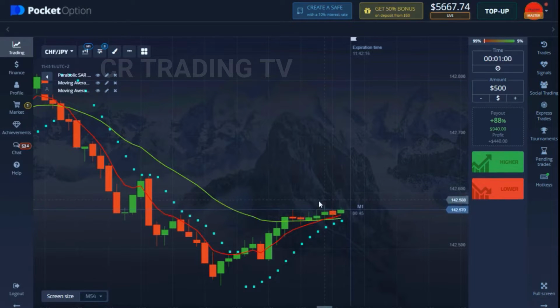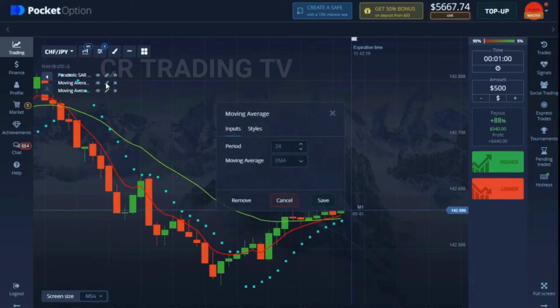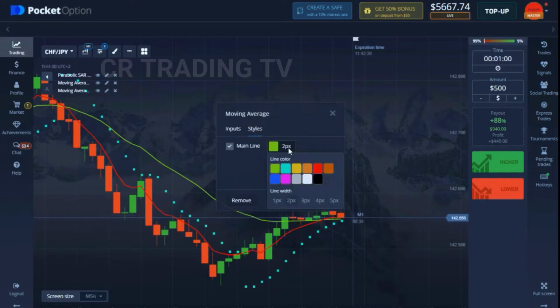The second indicator we're using is called moving average, with a period of 25. The moving average here is EMA, not SMA. On the style part I use a bicolor, don't forget that. I also take this on 2 pixels as well. When you're done, you hit save.